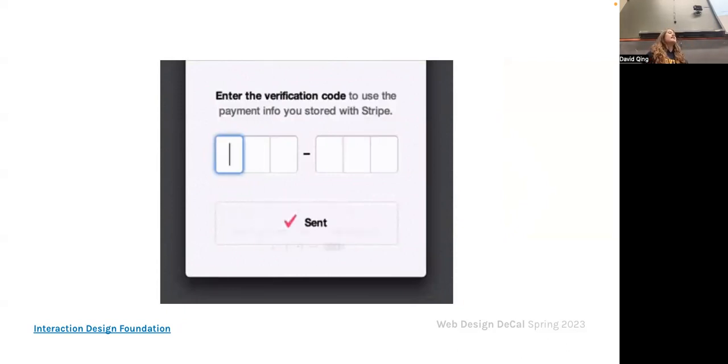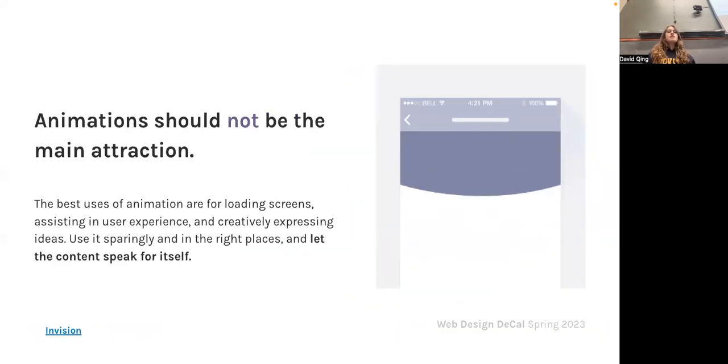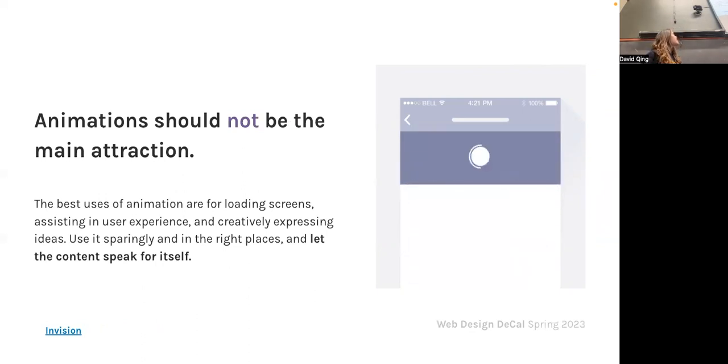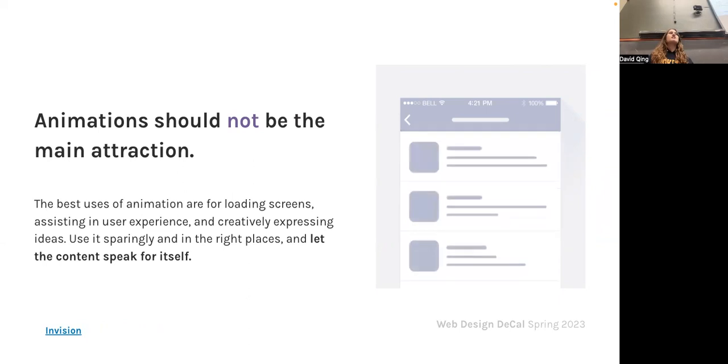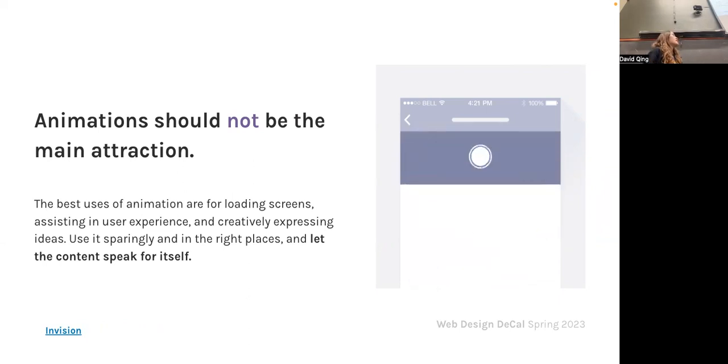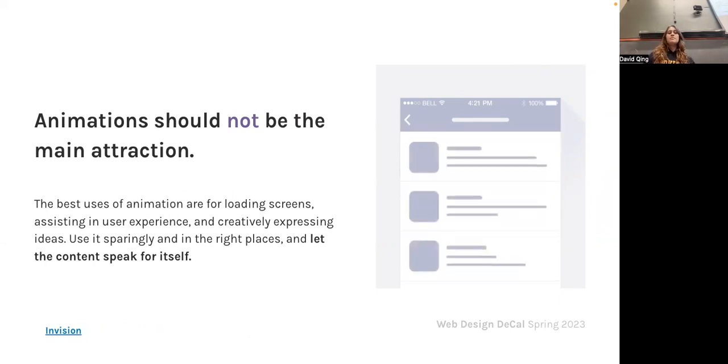The key difference is that it's not an essential part of the website, so it doesn't diminish our functionality and it doesn't take the spotlight away from what the user is trying to do here. So the main point is that animations should not be the main attraction and they're best used for loading screens, and you want the content to speak for itself. It can really add a lot to your program, but you don't want to get carried away and make it the focal point.